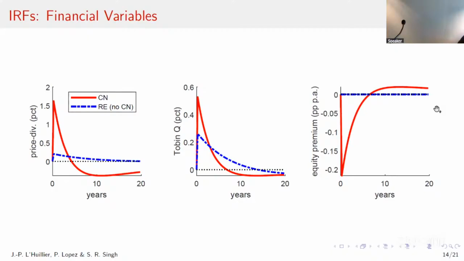On the right-hand side you can see the realized equity premium, where the rise in firm valuation given by the bias implies a negative equity premium that remains negative for a while and then turns positive. Go ahead.